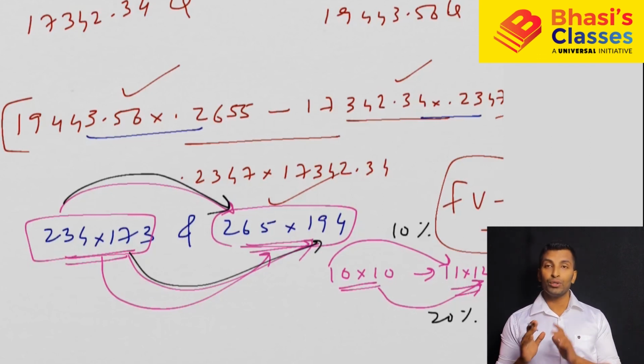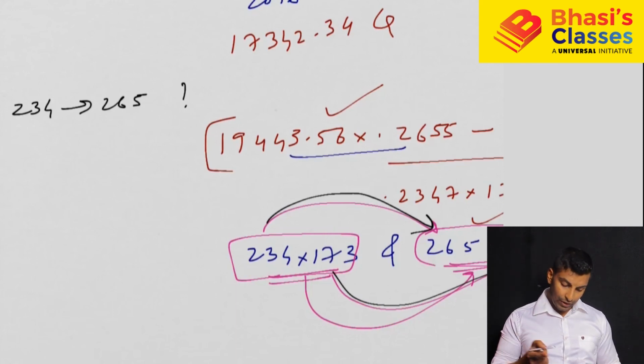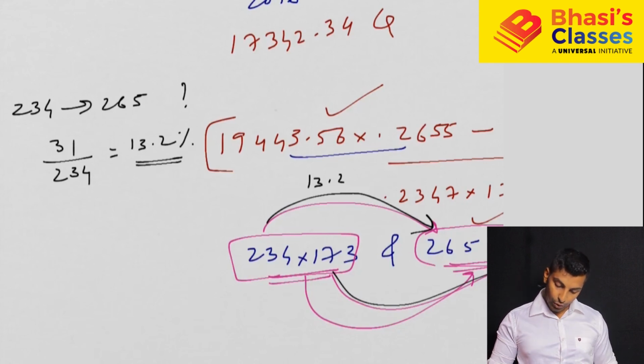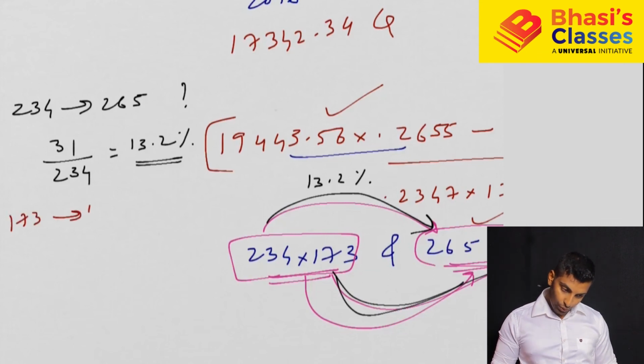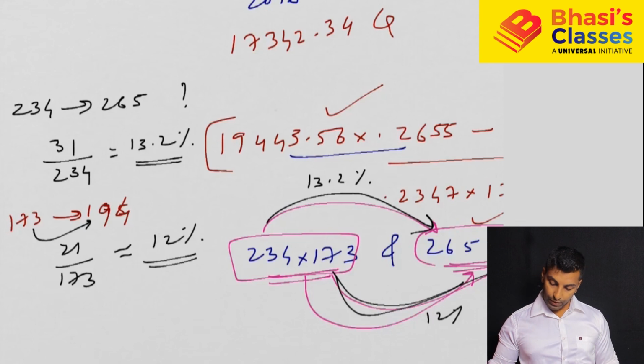So 234 to 265, what percentage is what you need to find first. The difference is 31, on the basis of 234. The base is 234. So you get approximately 13.2 percent. Here the change is 13.2 percent. Then 173 to 194. How will you calculate? The difference is 21 divided by 173. You will get approximately 12 percent. So this you got as 12 percent.